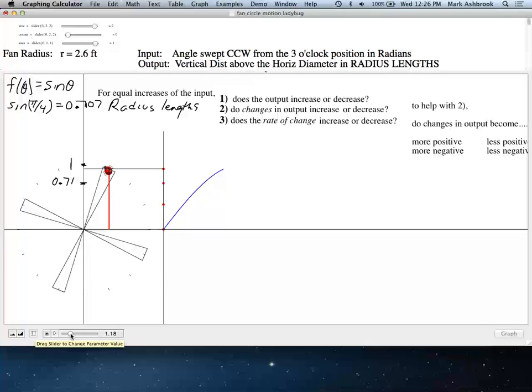So what would you estimate the sine to be right there? What would you estimate the sine to be right there? Pi over 2? Pi over 2 is the angle. So I'm asking about the sine. What do you estimate the sine to be?